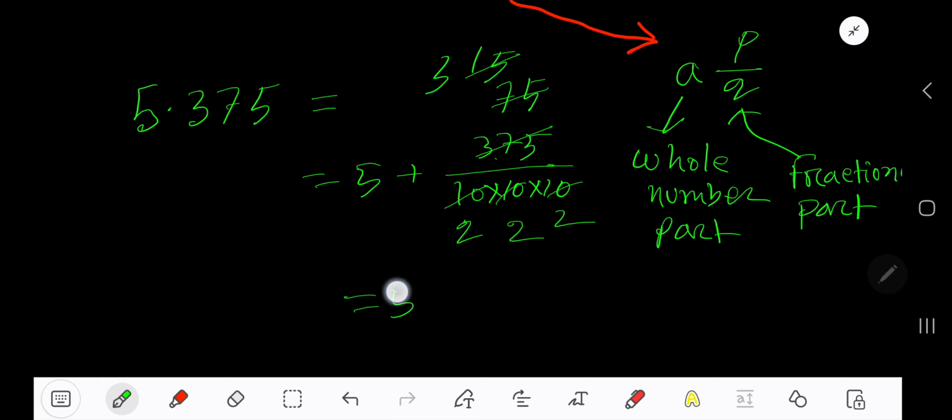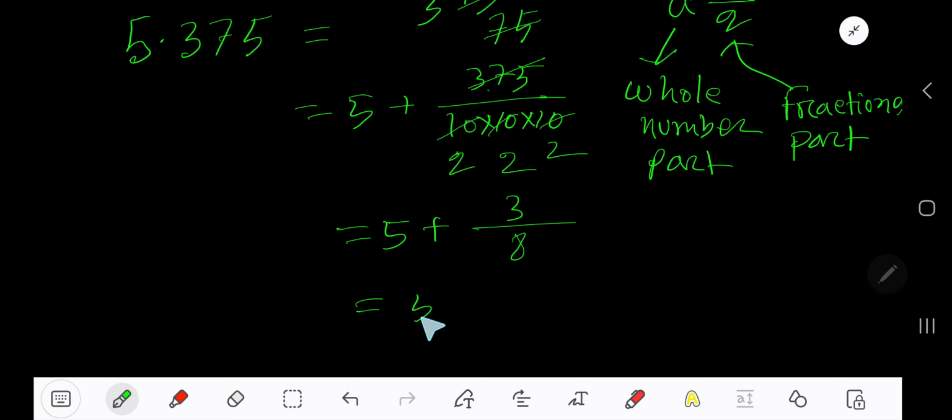So basically, we are getting 3 over 2 times 2 times 2, which is 8. Now combine 5 and 3 over 8. So this is the mixed number for this decimal number.